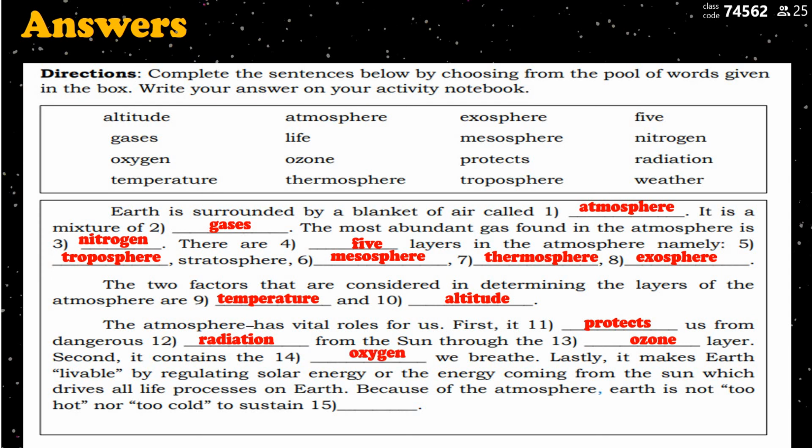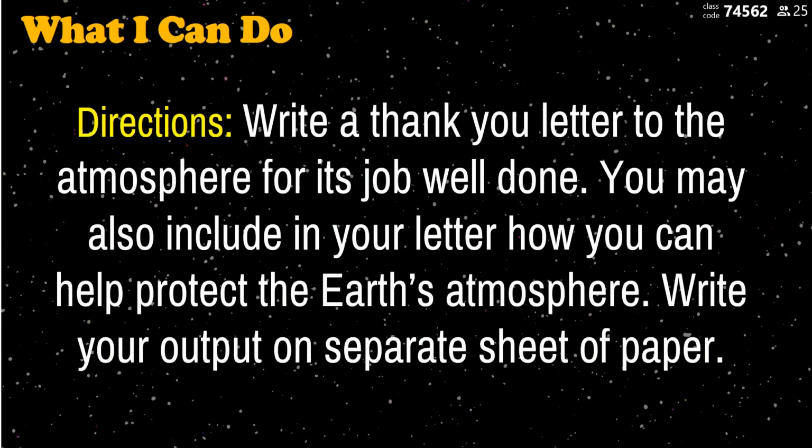Second, it contains oxygen we breathe. Lastly, it makes Earth livable by regulating solar energy, or the energy coming from the sun, which drives all life processes on Earth. Because of the atmosphere, Earth is not too hot nor too cold to sustain life. That's all for this part.